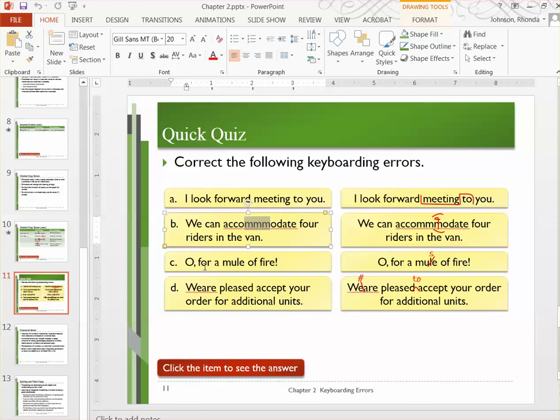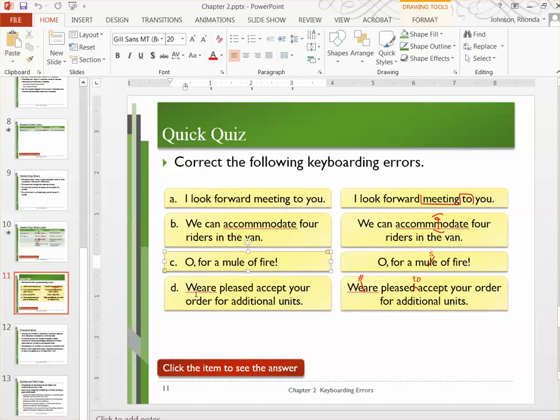O, for a mule of fire. O for a muse of fire. So we're not looking for a mule of fire, we're looking for a muse of fire. So that's a simple misspelling. Cross out the L, put the S above it.